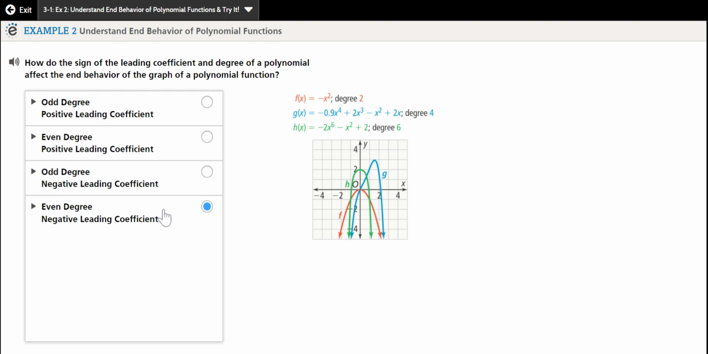And finally, our fourth case is even degree negative leading coefficient. So each of these has an even degree, 2, 4, and 6, and it has a negative leading coefficient. So you'll notice that they drop down to the left and to the right. Each of the graphs looks a little bit different, but they have the same overall effect.